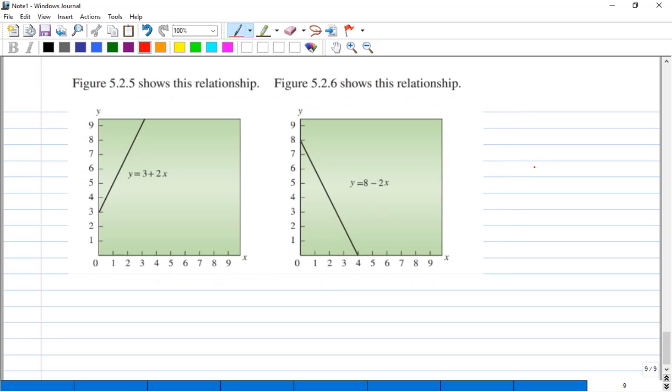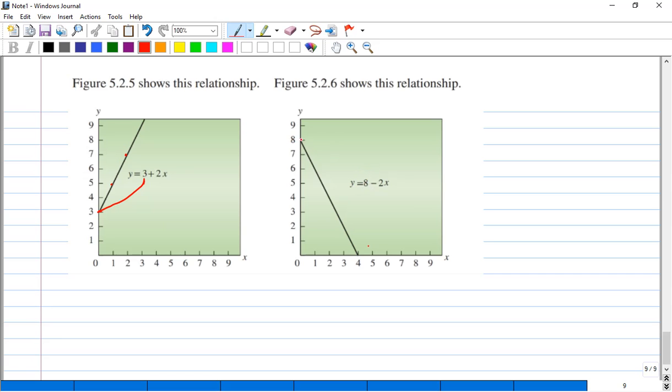This is just looking in the first quadrant, right? Just positive x's and positive y's. As you can see here, even though it's written backwards, it still means the same thing. The y-intercept is right there. The slope means if I go up 2, I go over 1. Up 2, over 1, and so on and so forth.